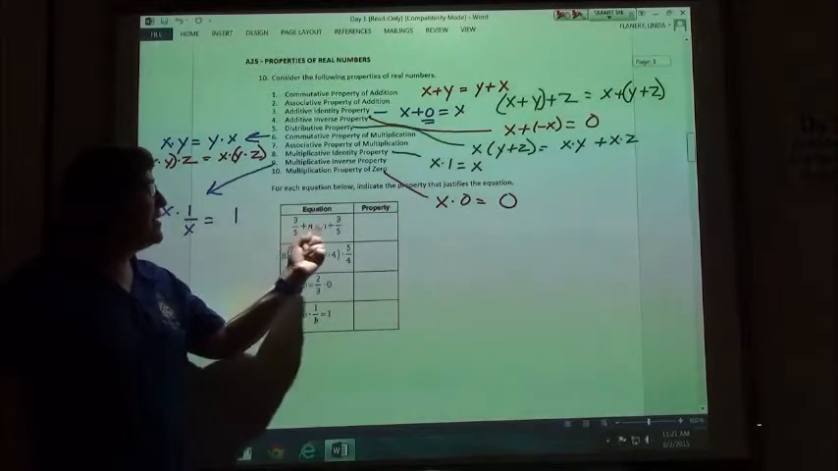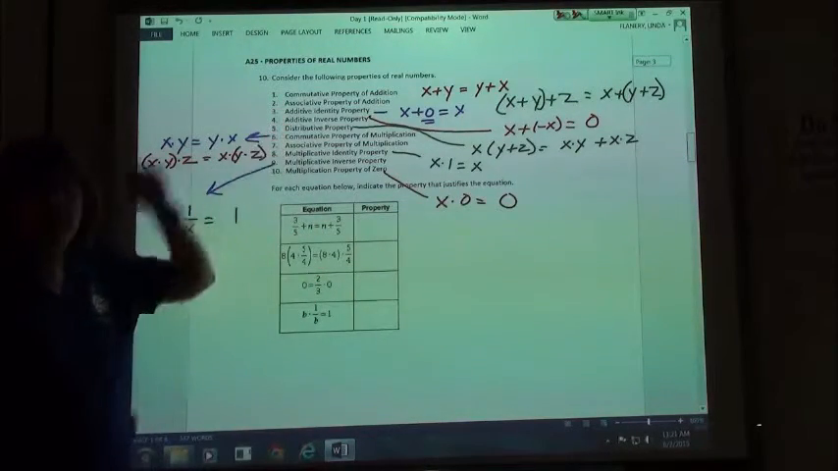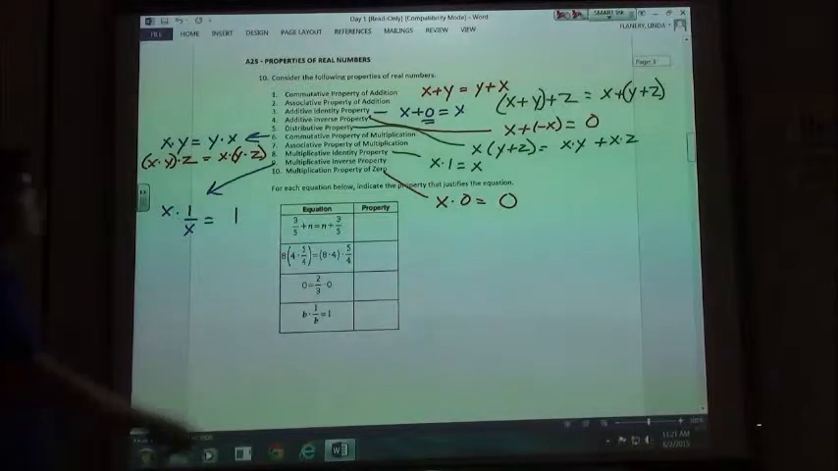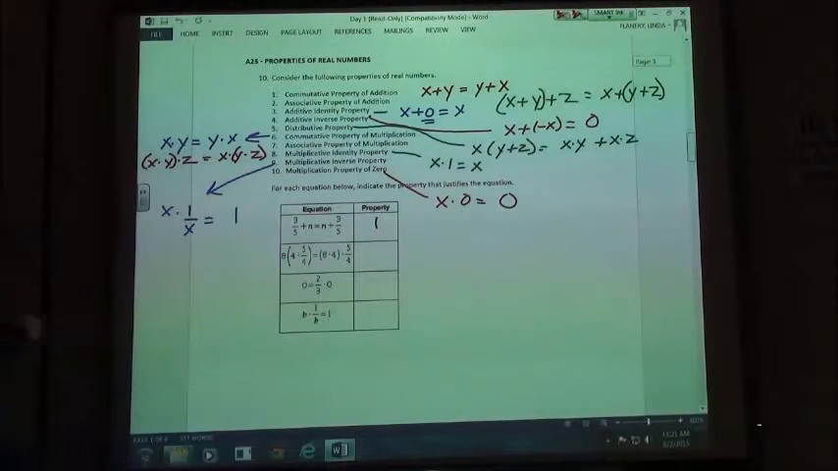So here, obviously, this is an adding property, so it's one of your first four. If I have 3/5 plus n equals n plus 3/5, which property is that? Number one, the commutative property. I just switched them around, changed the order.